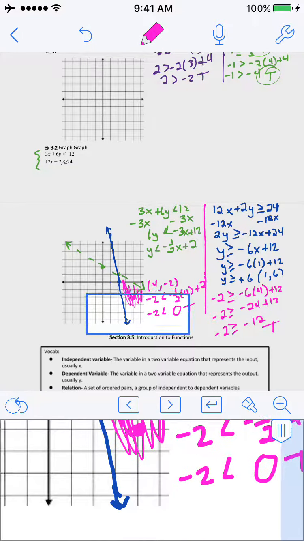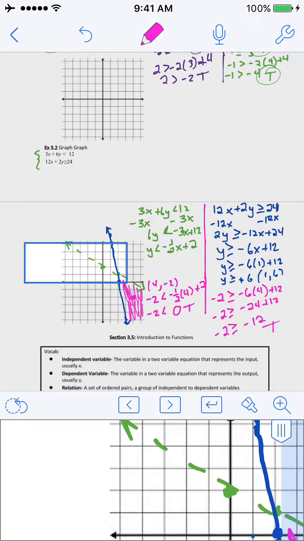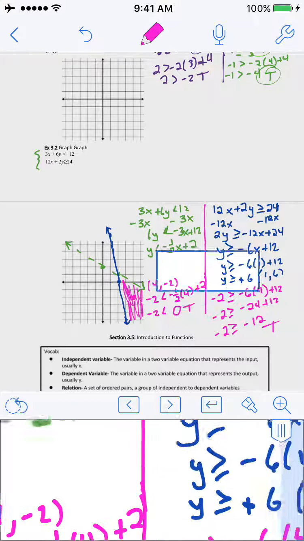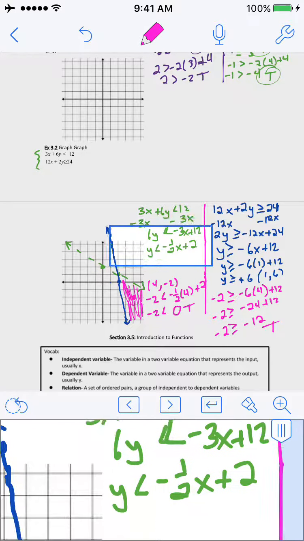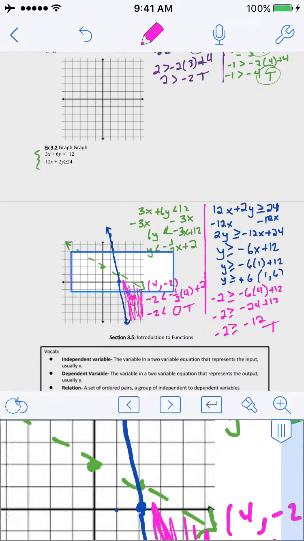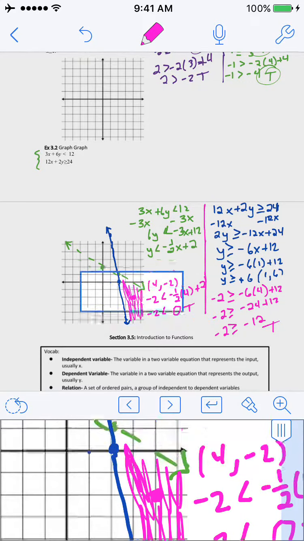I double checked it with a test point, and now I am done since I have both lines graphed and the true zone. Alright. So that was graphing inequalities. You have to graph like it's equal, decide whether you need dotted or solid, and then a side to shade. And if you have two of them, you just wait to shade that side until the very end.